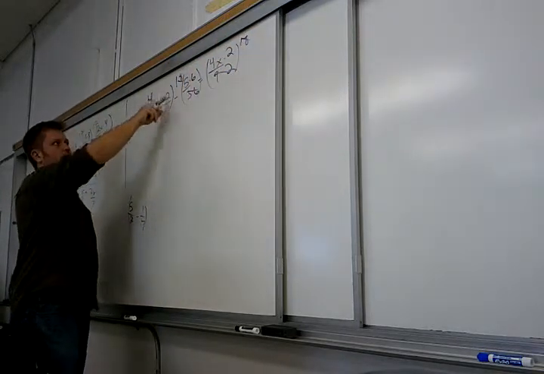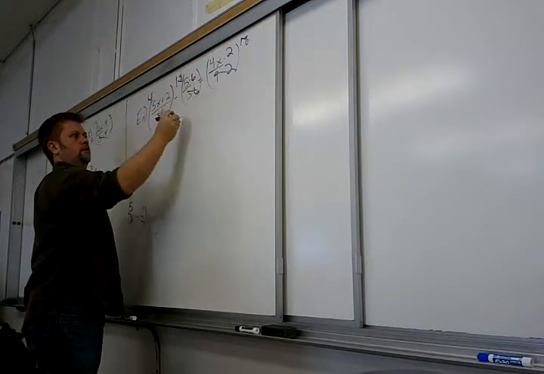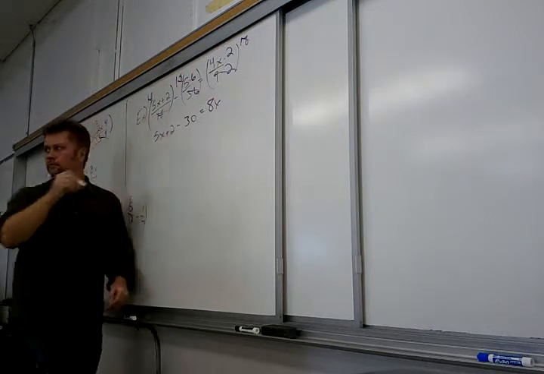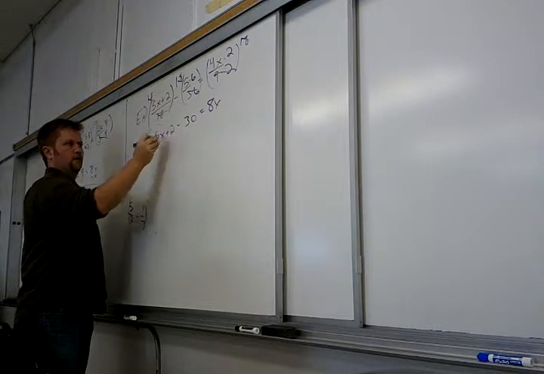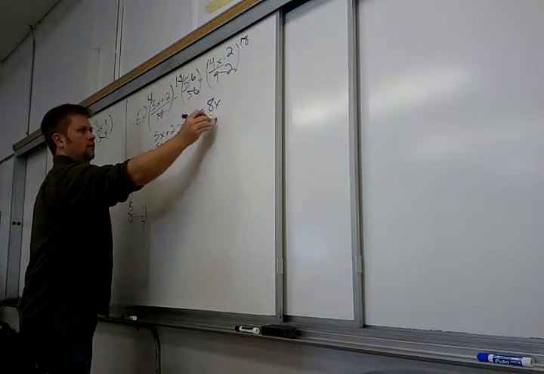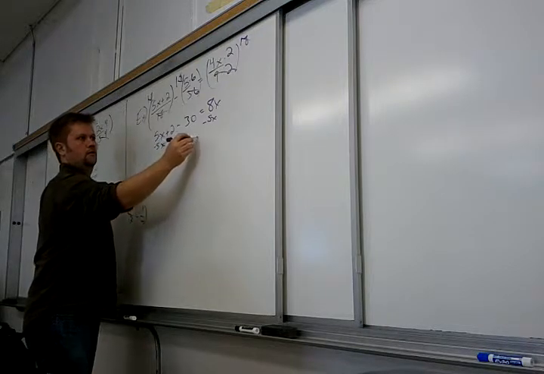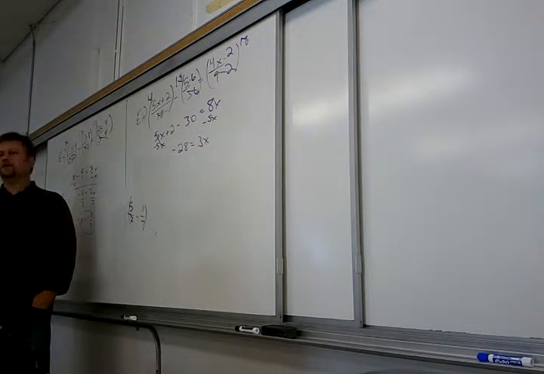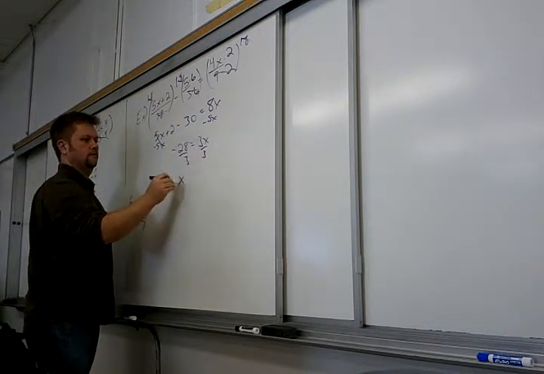Cancel those. So what do I have left here? 30 equals 8x. How do we do it? Combine like terms. Okay, so you can do this. Right, and at the same time, what's 2 minus 30? 3x. Right? So that goes to 3x. And then just divide by 3. Almost always divide last.